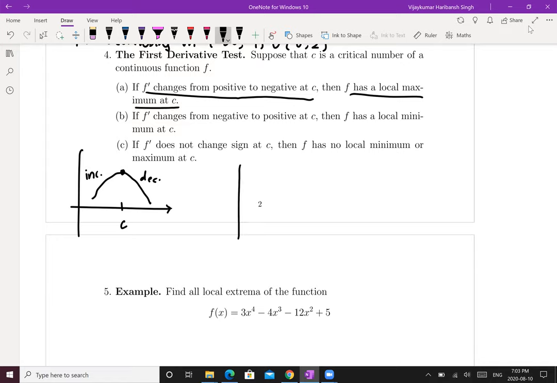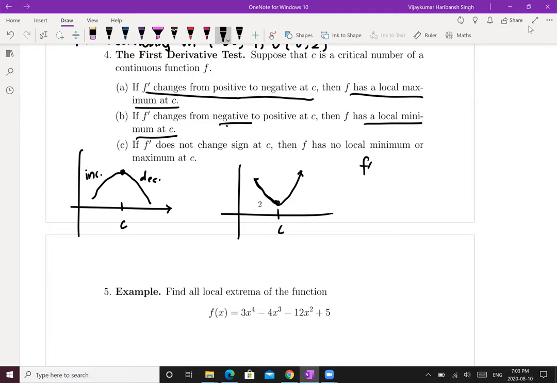Similarly, if f prime changes sign from negative, that means before c the derivative was negative, that means the function was decreasing. After c, the function started increasing. So in that case, f of c is a local minimum.